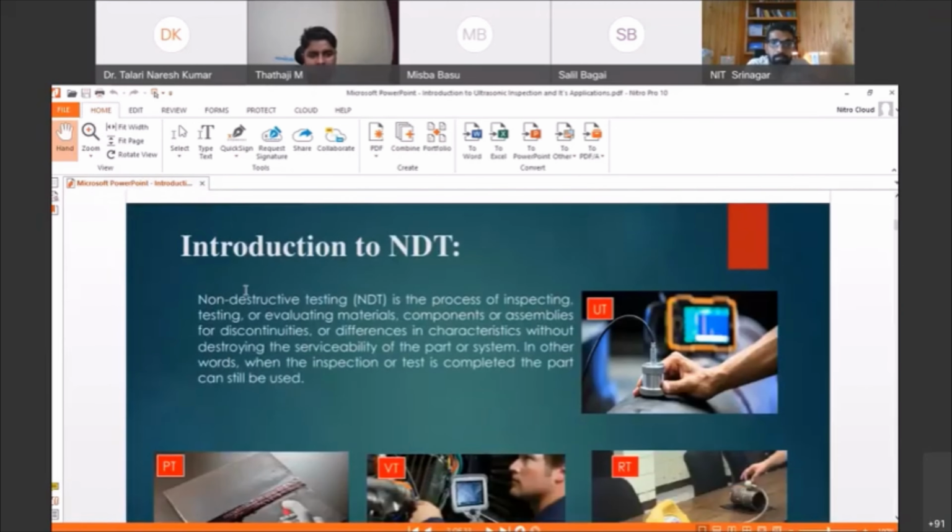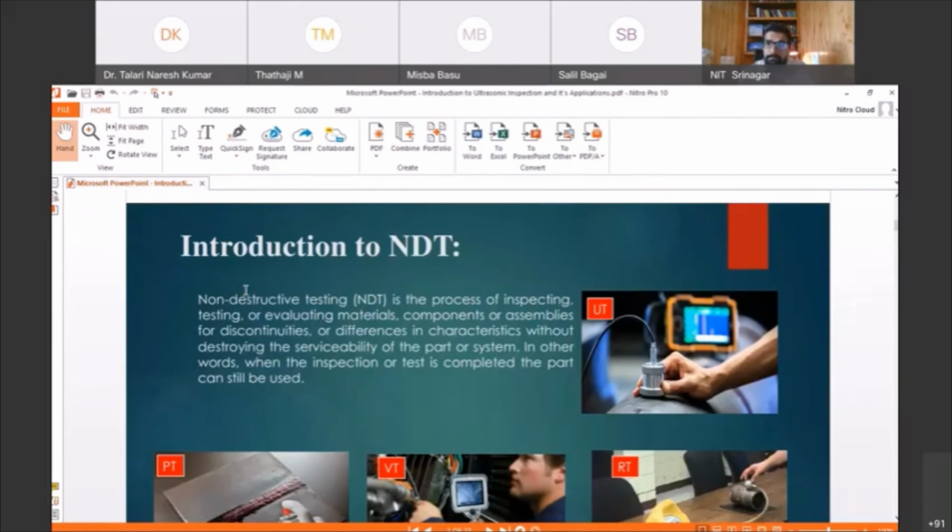First one is, what is non-destructive testing? Why are we going for non-destructive testing, even though we have destructive testing? The main advantage is that non-destructive testing is a process of inspection, testing, and evaluation of material without affecting its functionality, without damaging the material. In destructive testing, we cut the material and test it in a laboratory. But in most practical situations, we have to do in-service inspection without damaging the functionality. There, NDT plays a major role.